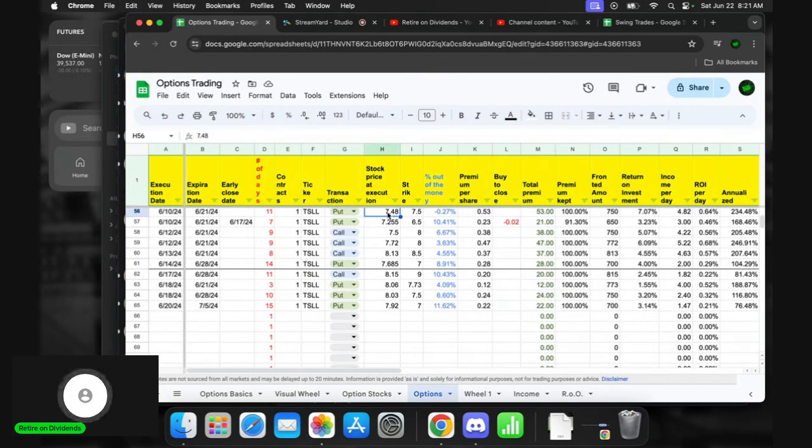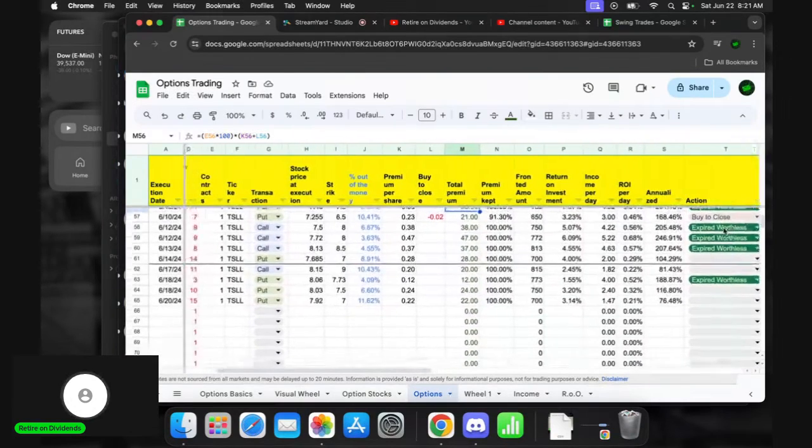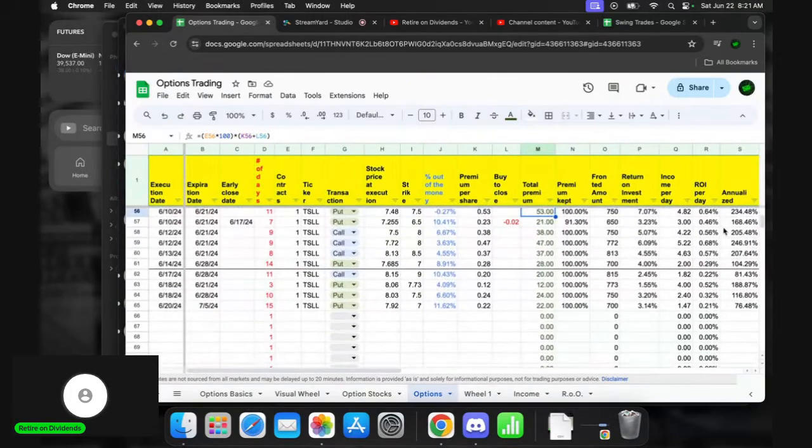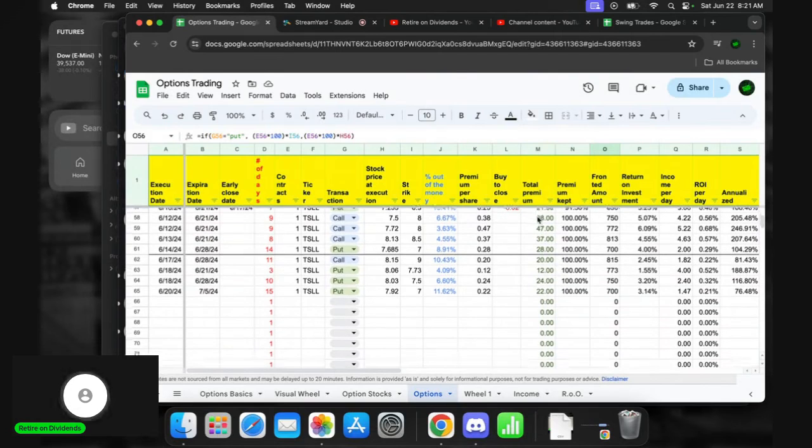And this one I was brave because at the time the stock price was 7.48. So selling a put above 7.48 is considered in the money. So I sold in the money. I got 53 cents per share, which is $53. And guess what? That had an annualized yield of 234%. And so this transaction expired worthless. I kept my premium and I got back my fronted money of $750. Outstanding. All right, let's keep going down the line.